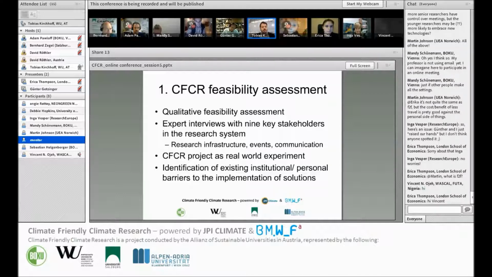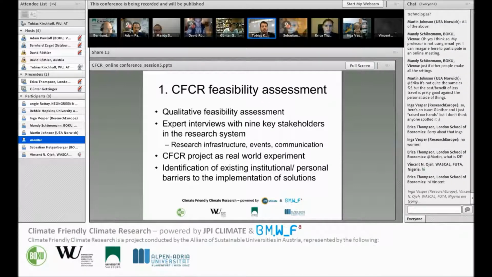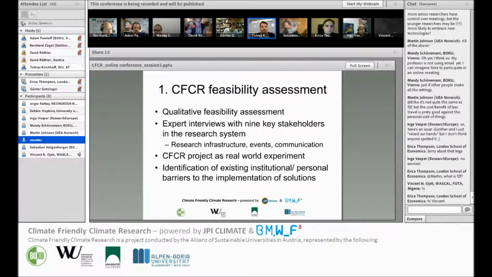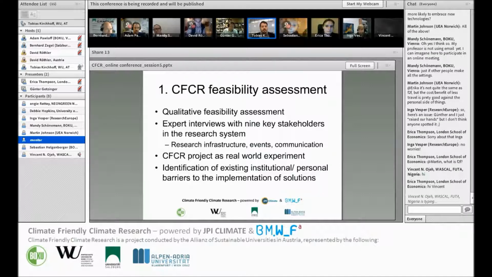Apart from that, and I've already told you that, we constructed this research project as kind of a real-world experiment. So the results from this experiment, which we document not only during this conference, but also during all our other online meetings we had in the course of the year, will then be integrated into the final analysis, and hopefully used for further improving online conferencing and synchronous online communication. Like my quantitative part, this qualitative part was also about the identification of existing barriers and how they actually stall the implementation of solutions which have been identified previously.